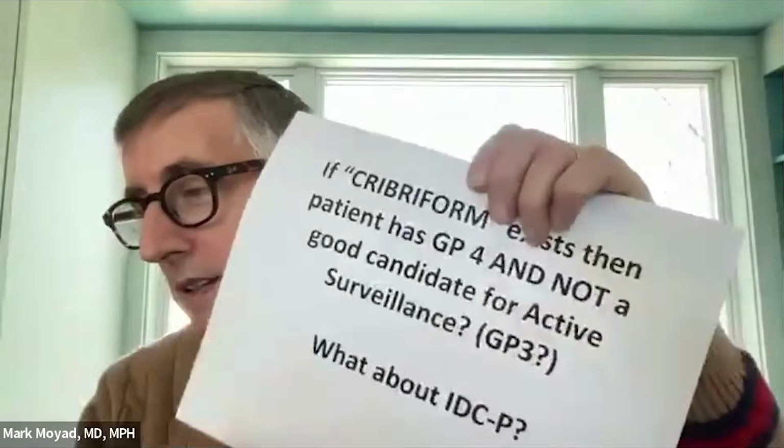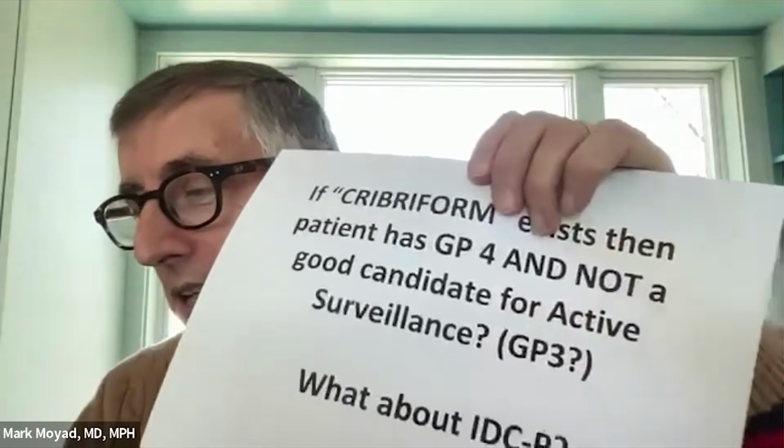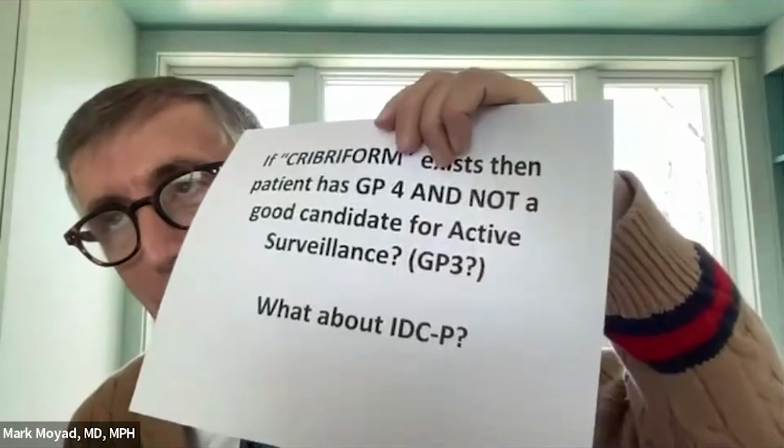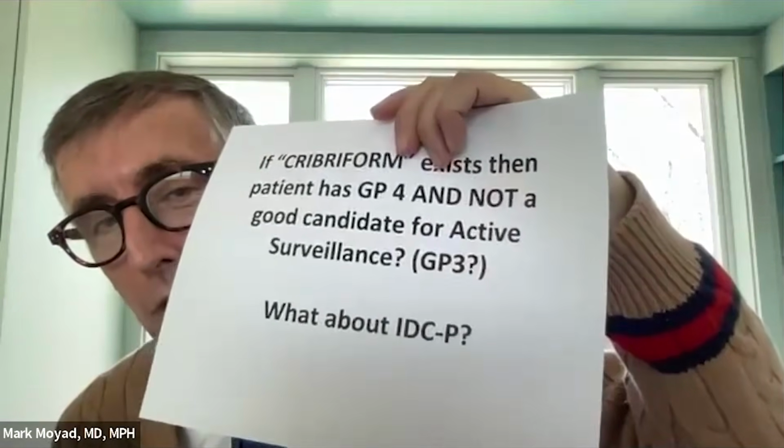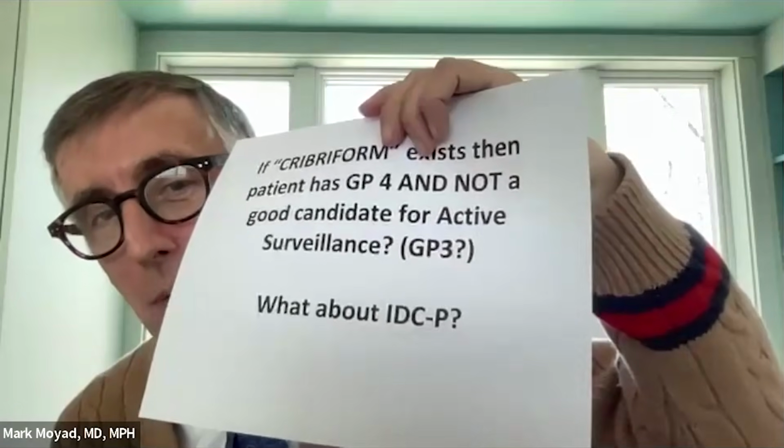So if you have cribriform, and let's go through this again, you're not necessarily a good candidate for active surveillance if you have large cribriform versus small, or am I simplifying that too much? Yeah. So large cribriform, 100%, I would recommend not active surveillance. Small cribriform, I would say we're not sure.